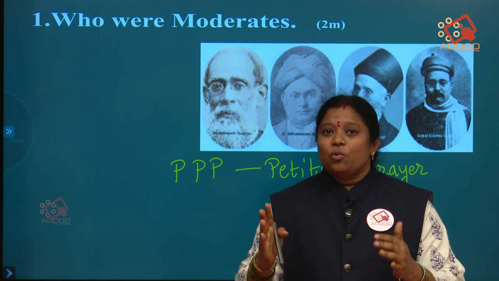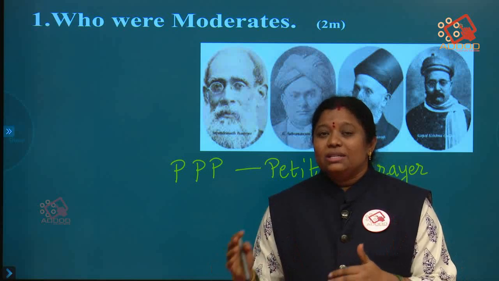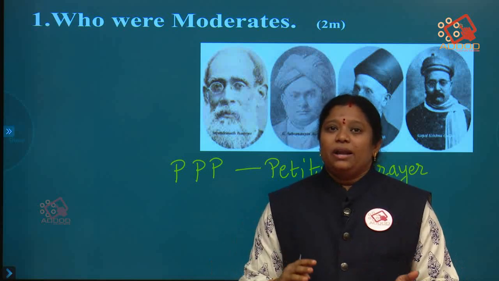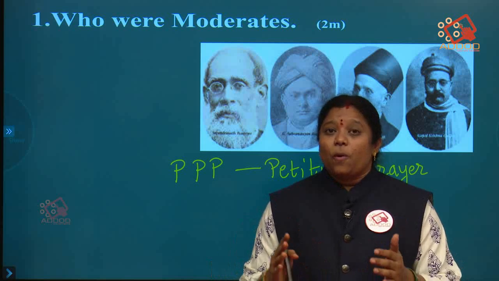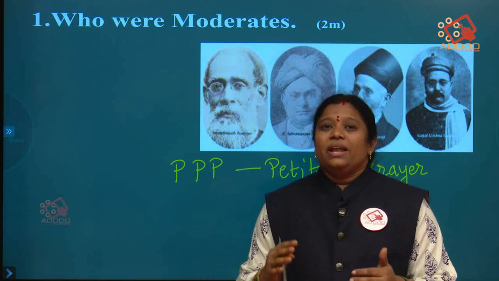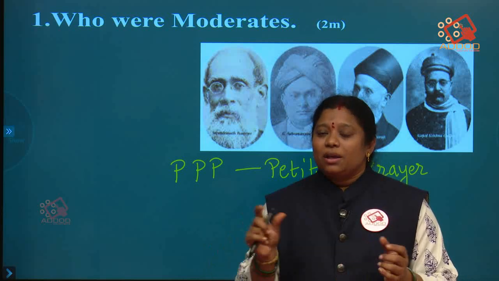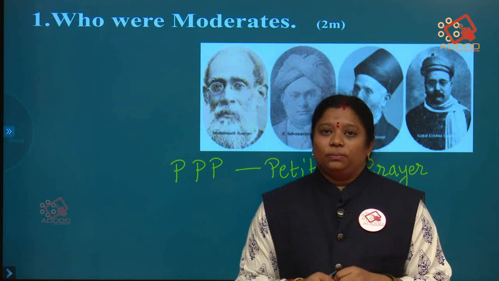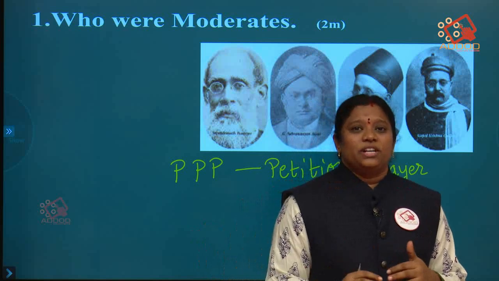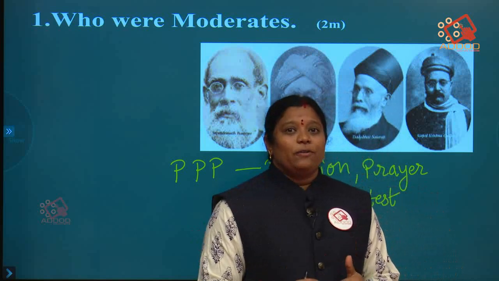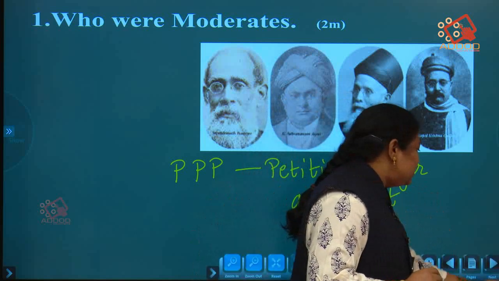That means here they wanted to fight for the sake of Indians in a peaceful manner, and not only that, he wanted to give proper positions to Indians in the administration also. But their method was peaceful, which was not very successful before the Britishers. So this is about the moderate phase. Next, let us go to the extremists.